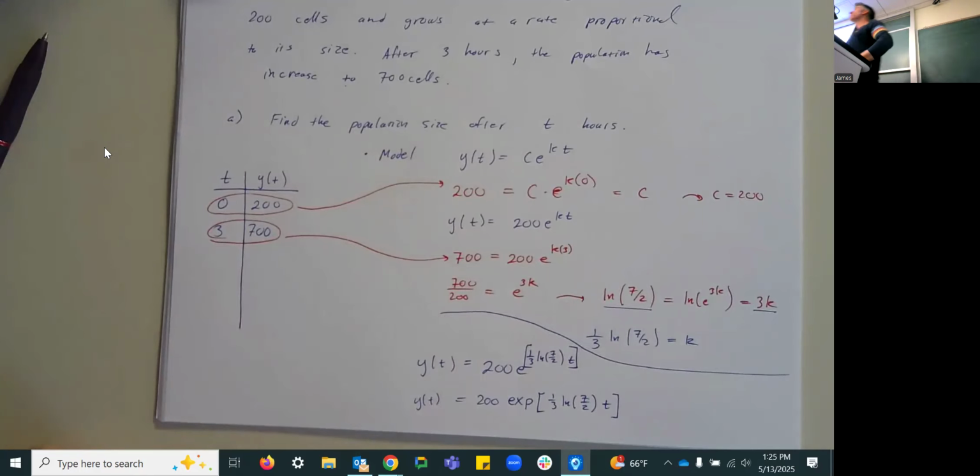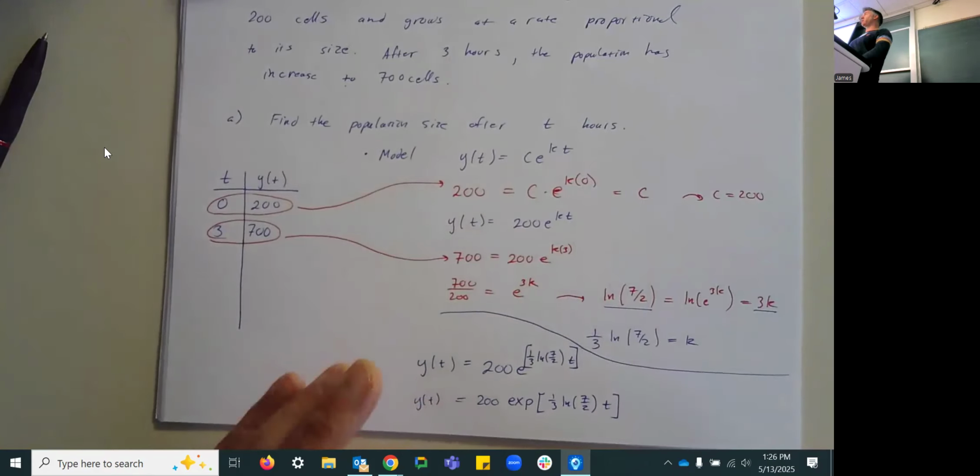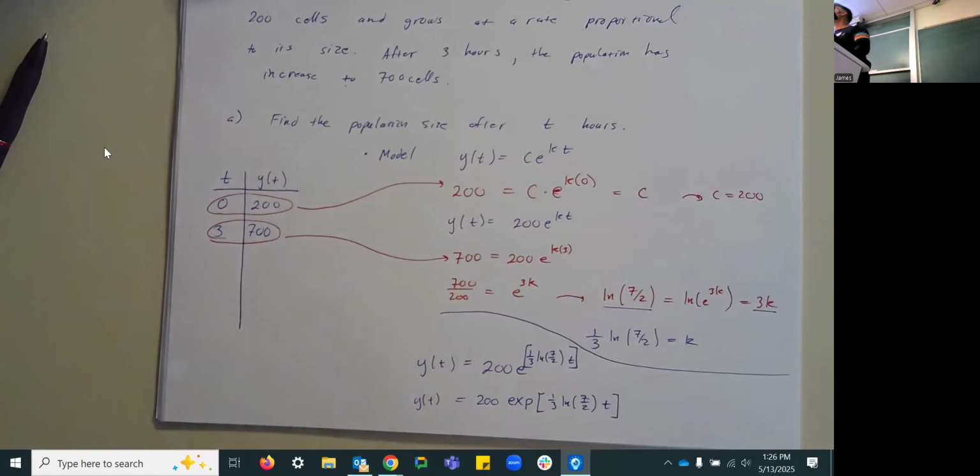Because I like writing times 1/3 better. I like to avoid fractions in fractions if I can help it. And I felt like natural log of 7 over 2, all divided by 3, would take up more vertical space, but not for any good reason. You could totally write it as natural log of 7 halves divided by 3 times 2 if you wanted to.